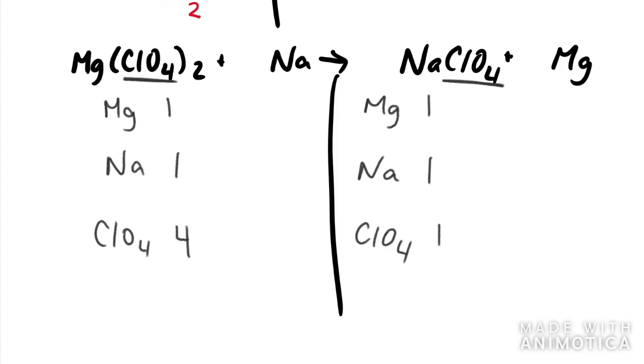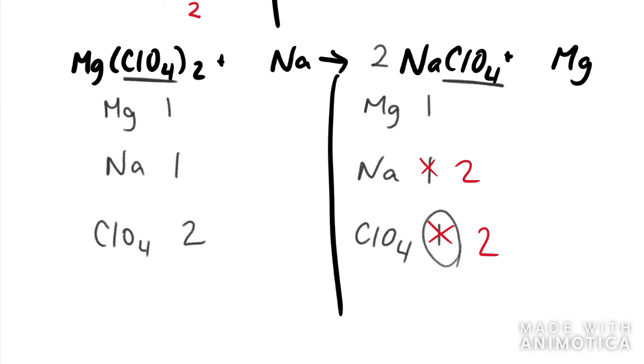So the big difference, oh, I made a mistake. We don't have 4 of these, we have 2. The only difference between these: the magnesiums are balanced, the sodiums are balanced, it's our polyatomic that's not balanced. So now we have to make this number into a 2. So we multiply that by 2. Let's see what that changes. Well, now we have 2 sodium, and we have 2 of our polyatomic. Well, 1, 1, 1, 2.